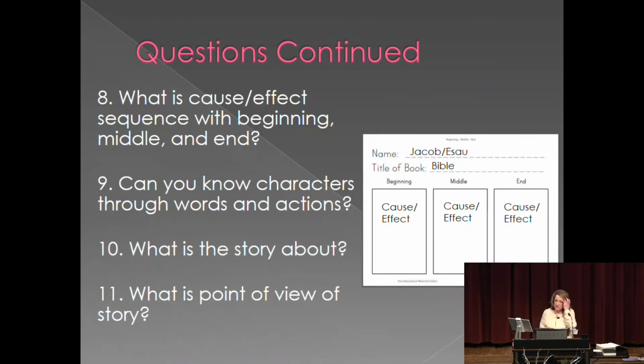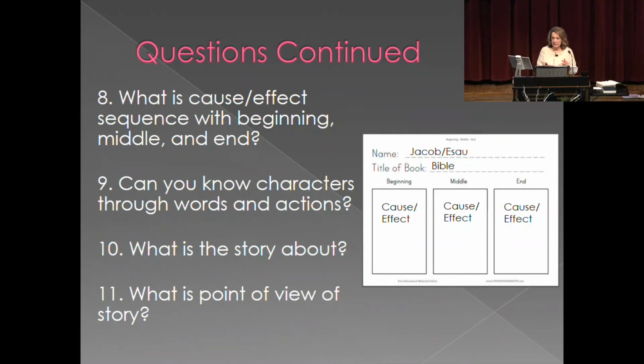So what is the cause-effect sequence with beginning, middle, and end? 8 verses. Did it start where we knew the characters right away from the beginning? What was Esau? Skillful hunter, man of the field. Contrast, Jacob was a mild man, dwelling in tents. And here we see where the sibling rivalry came in. Isaac loved Esau because he ate of the game, but Rebekah loved Jacob. So do we know the characters through their words and actions? Indeed.